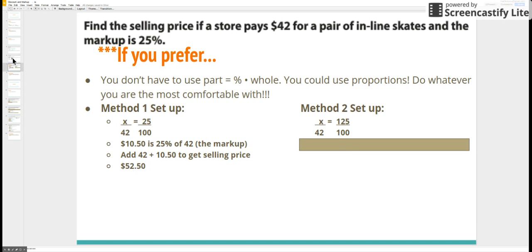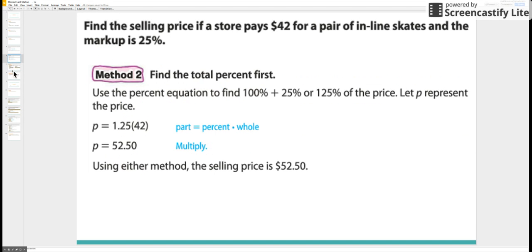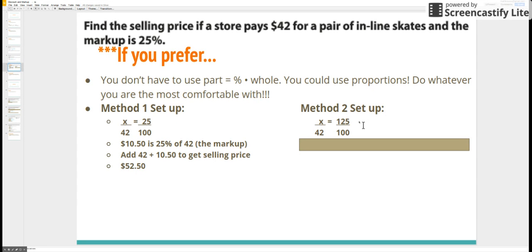Or you could solve it using method 2, which is find the percent that you're paying first. So you're actually paying 125%, right? So it would be x over 42, part over whole, equals percent, 125 over 100. Cross multiply and solve, you would get $52.50 is 125% of $42. That would be the total with the markup.